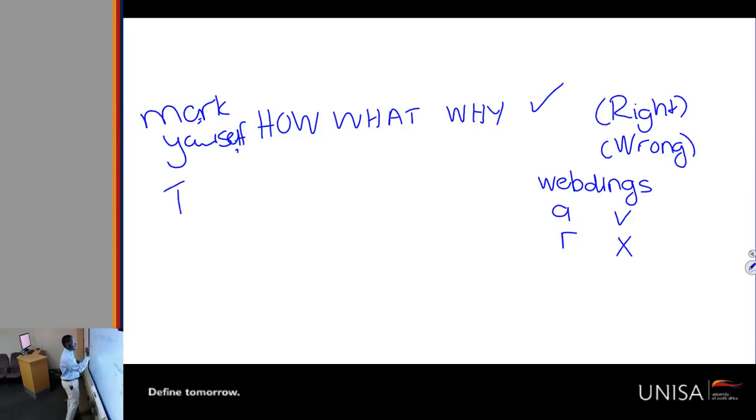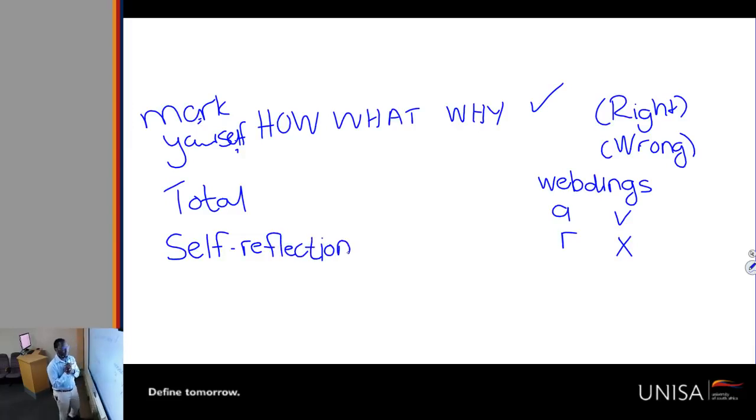Okay, so mark yourself, number 1. Give yourself a total, number 2. And then lastly, you want to write a self-reflection. This self-reflection is for you to write down whatever it is you have learned from doing that activity. Sometimes you do an activity and there were a lot of things missing from your solution. So if there were a lot of things missing from your solution, you're supposed to self-reflect on why. Why would those things be missing from your solution?